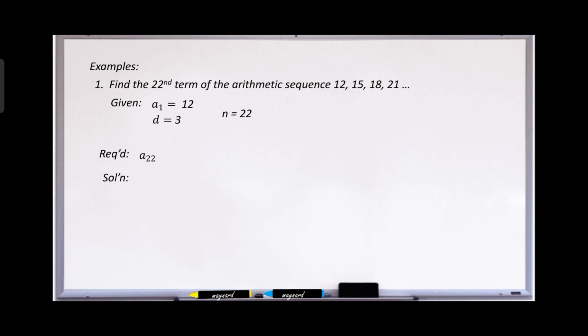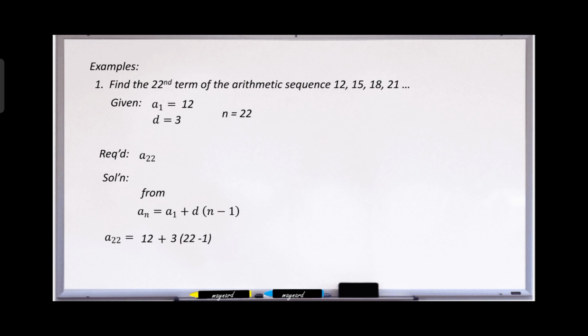Okay, so let us solve for this using the formula a sub n is equal to a sub 1 plus d times the quantity of n minus 1. So, we can get a sub 22 by just substituting the given values. A sub 22 now is equal to 12, that is our a sub 1, plus our common difference, which is 3, times the quantity of 22 minus 1.